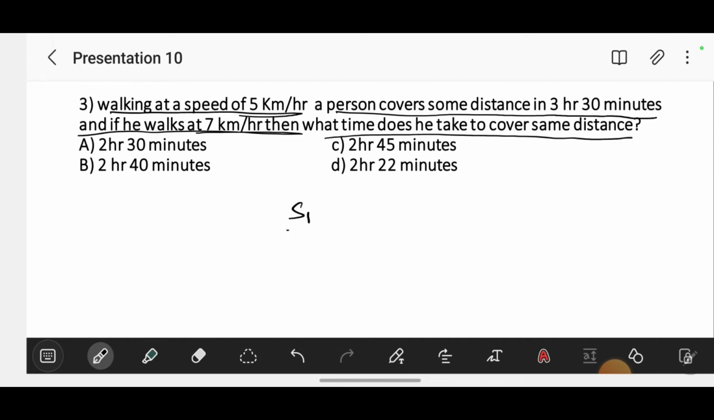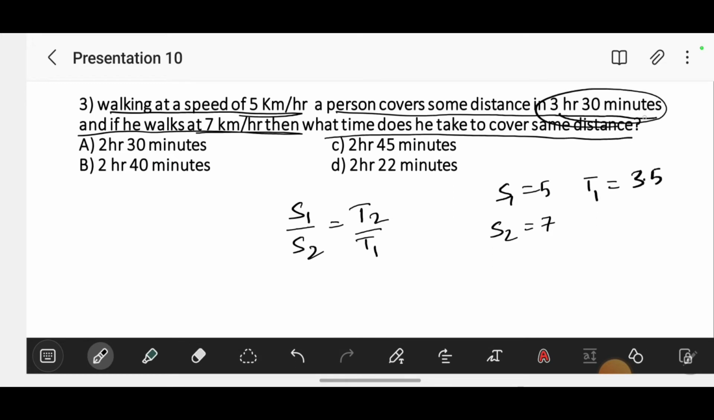We know that S1 by S2 equals T2 by T1. So firstly, here S1 is 5 kilometers per hour, and S2 is 7 kilometers per hour, and here T1 is 3.5 hours, as 3 hours 30 minutes is 3.5 hours, and T2 is what he is asking.